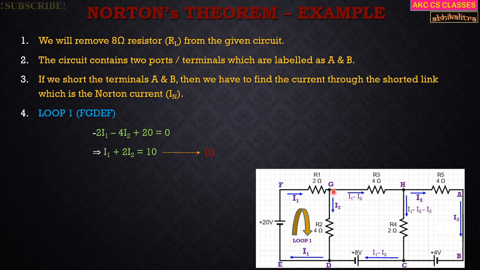Now we'll go to the next loop. The next loop is G, H, C, D, G. So the direction of movement will also be G to H, H to C, C to D, and D to G. So we have to find the expression for loop 2, right?